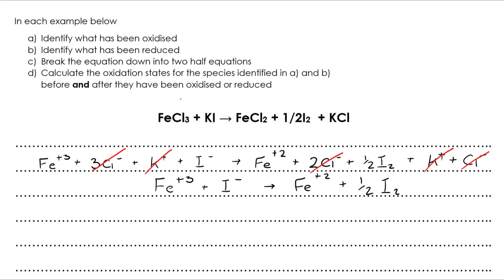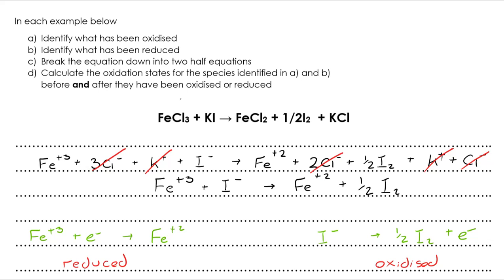And it's now possible to break those down into their half equations. So my first half equation is going to be the Fe3 plus going to Fe2 plus. My second half equation is related to the iodide going to the iodine. But they're not balanced. I need to balance the half equations with charge. So I do that and I add my electrons. And we can use this now to recognise what has been oxidised and what has been reduced.